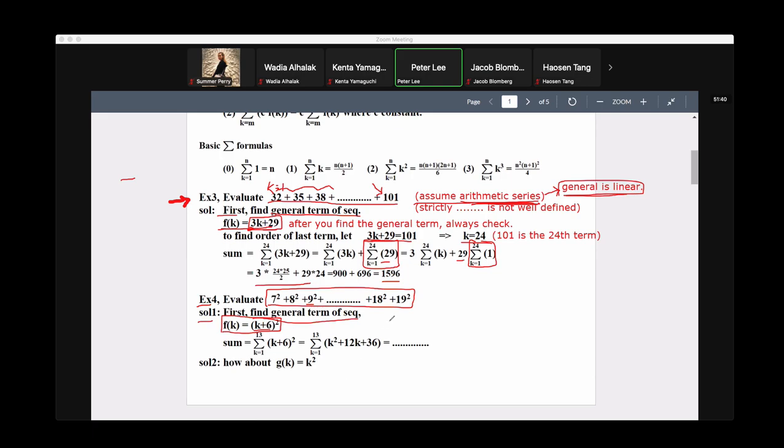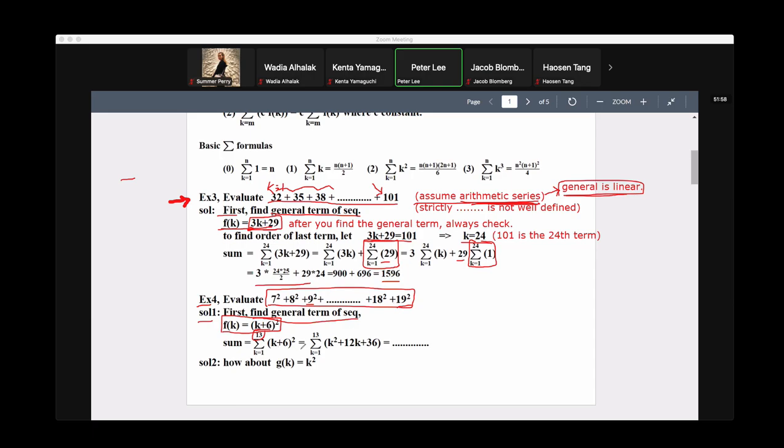And then, what is 19 squared? 19 squared, we get when we plug in k equals 13. So I didn't bother to get that. We can just literally see it. So in this case, the last one is actually k equals 13. Not hard to see. K equals 13 becomes 19 squared right there. And so the sum is this.